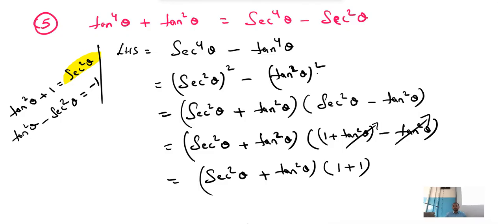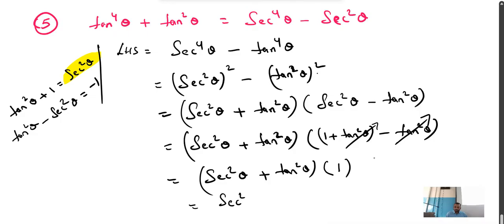So it's nothing but 1 plus 0. Plus tan square theta minus tan square theta get cancelled. So it is 1. What is left out, children? Secant square theta plus tan square theta into 1 is secant square theta plus tan square theta.